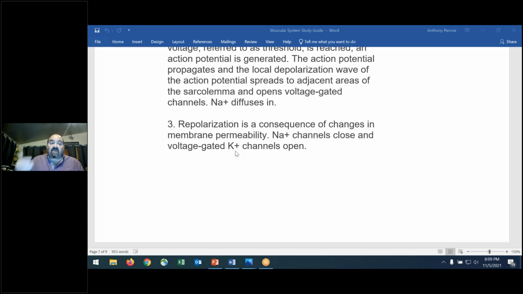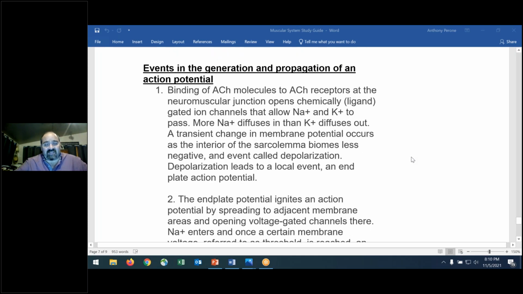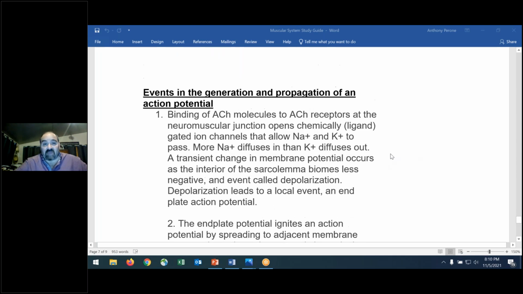Remember that we have leak channels that are always open, and then we have ligand-gated channels. A ligand would be a chemical. So in the case of acetylcholine, that's the chemical that interacts with the specific receptors for acetylcholine, and that will in turn act as the key to open the gate and allow sodium ions and potassium ions to move.